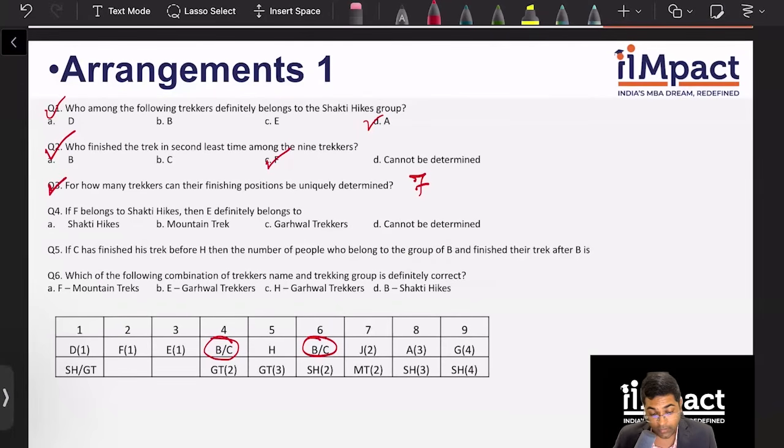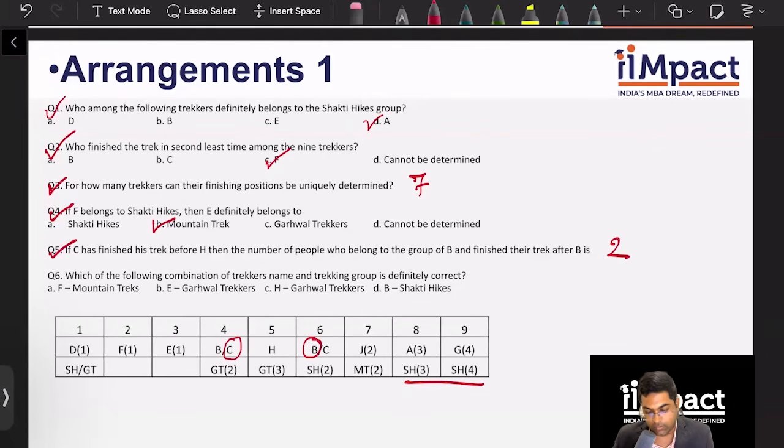Question number 4. If F belongs to Shakti Hikes, so if this is SH, this has to be GT and this has to be MT, right? Then E definitely belongs to MT. Done. If C finished his trek before H, let me just erase the conditions of the previous questions. So if C finished before H over here, therefore B finished over here. Then the number of people who belong to the group of B and finish their trek after B is 2. Very simple.